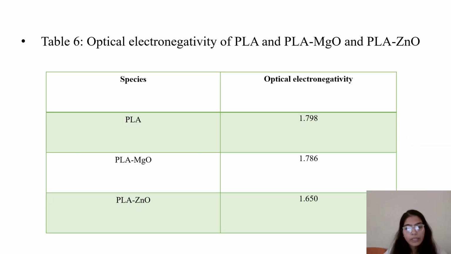In contrast to optical properties, electronegativity decreased slightly. PLA is 1.798, PLA-MgO is 1.786, and PLA-ZnO is 1.650, indicating a shift in electronic structure and potential for greater light interaction. These enhancements support the potential use of PLA composites in optical and electronic devices.